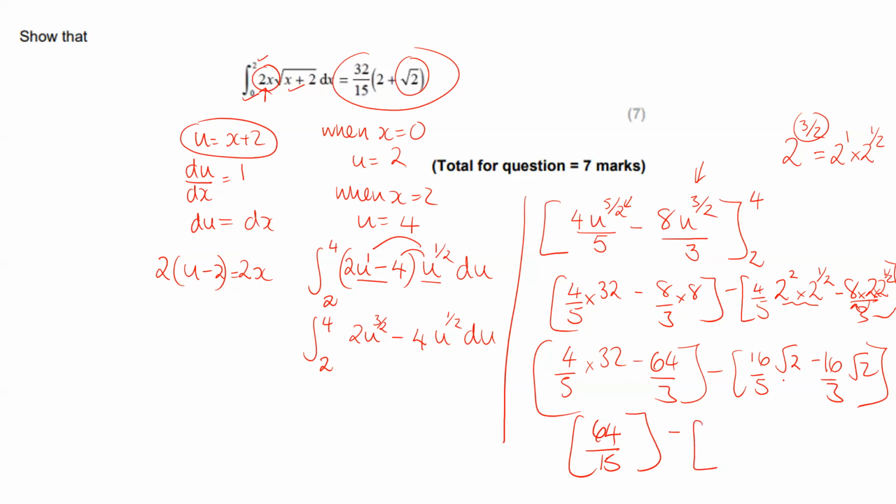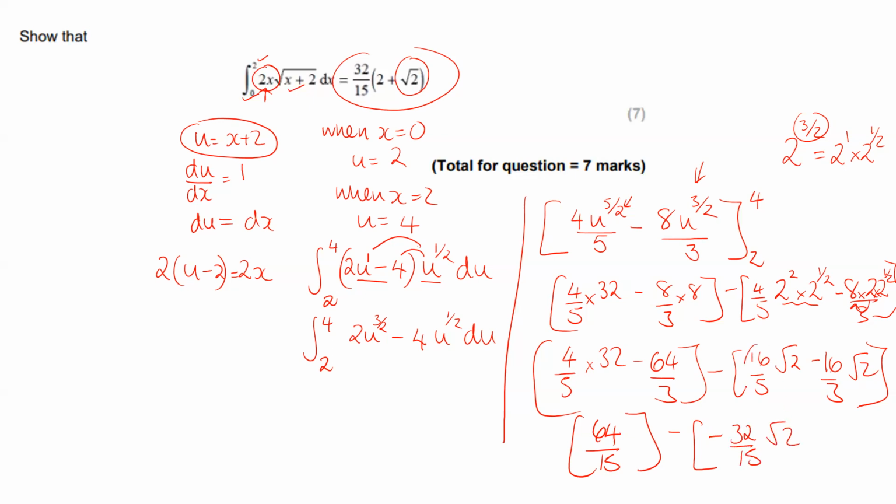Now, because I've got this now as 16/5 root 2 minus 16/3 root 2, can I just sort that out? 16/5 minus 16 over 3 of the same thing is minus 32 over 15 root 2.